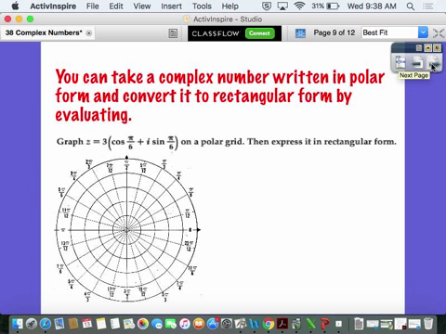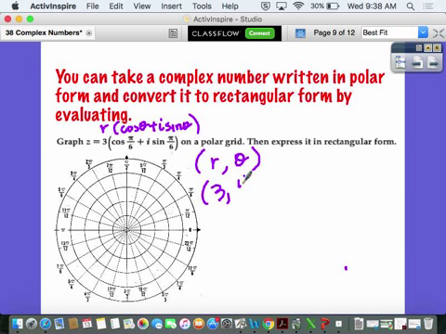Now we're going to graph it. You can take a complex number written in polar form and convert it to rectangular form by evaluating. So we're going to graph this particular equation. It's in the form of r comma theta, yes? Looking at this problem, you already know what r is. r is 3 because it's in the form r cosine theta plus i sine theta. And theta is what? Pi over 6.